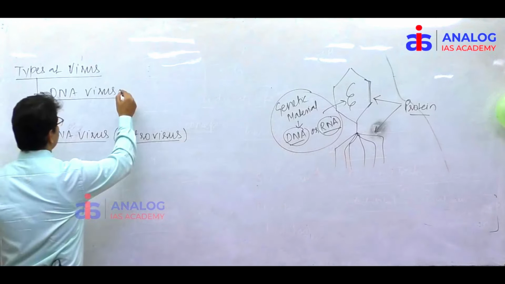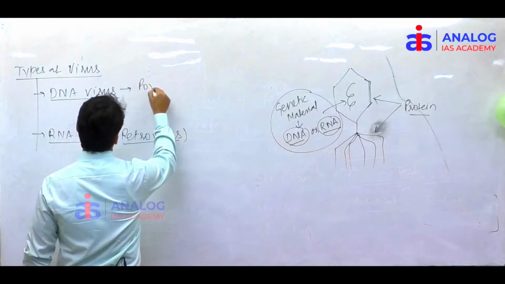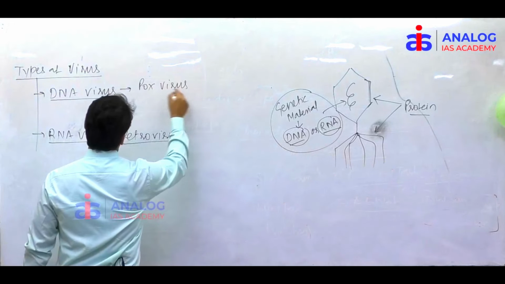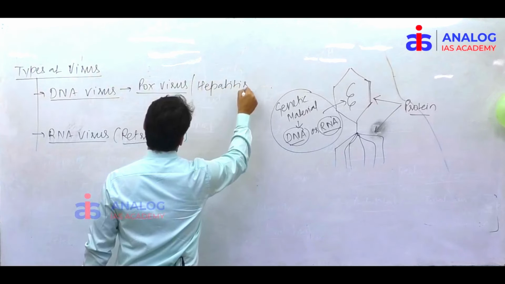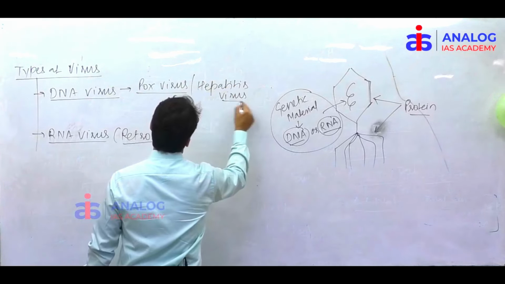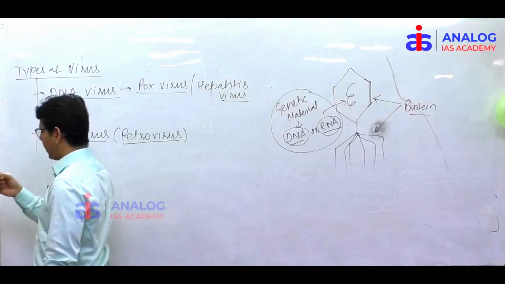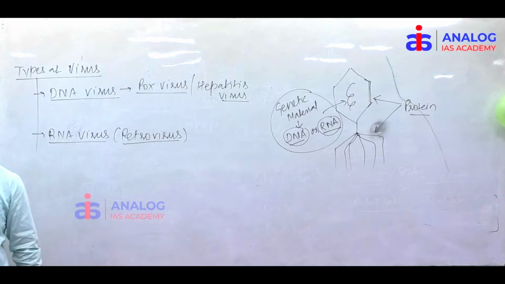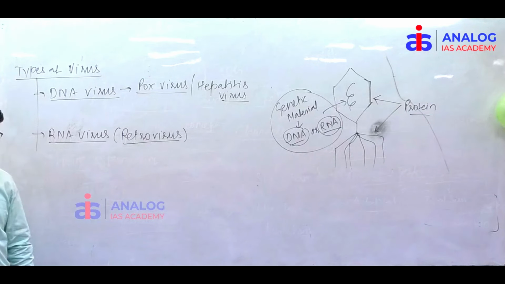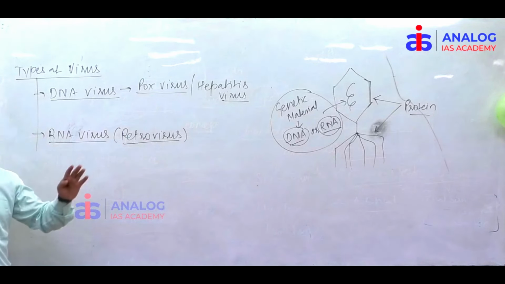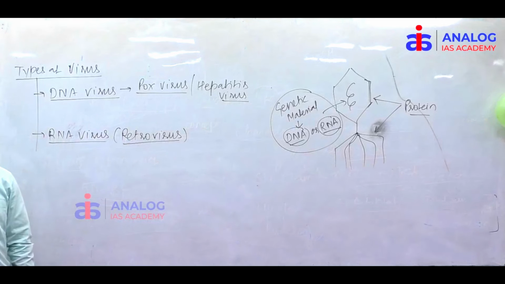So DNA viruses, example, pox virus and hepatitis virus. Few examples that we can go with that. Pox and hepatitis. Smallpox, chickenpox, cowpox, whatever pox it is. And I'll tell you one thing, rest of the names that you have heard in normal current affairs and everywhere, these all are RNA virus.